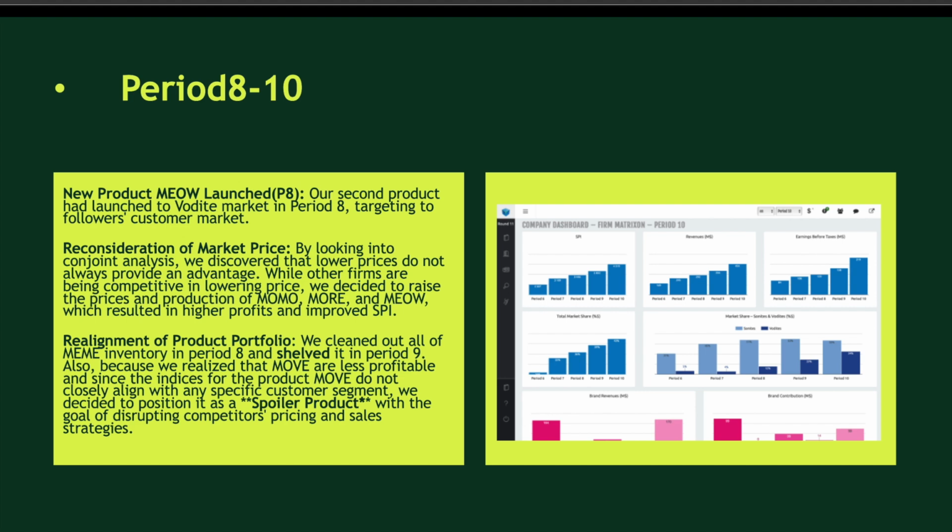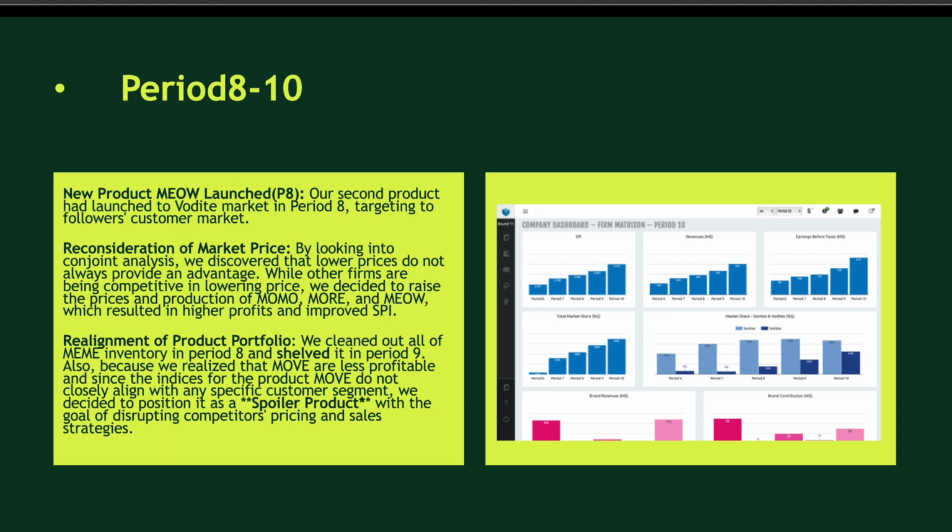Second, we considered market price. By looking into conjoint analysis, we discovered that lower price does not always provide an advantage. While other firms were competing on lower prices, we decided to raise the price and production of Momo, Mort and Melt, which resulted in higher profits and improved our SCPI in the end.